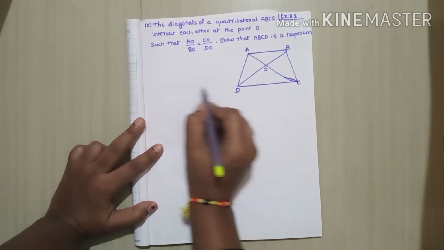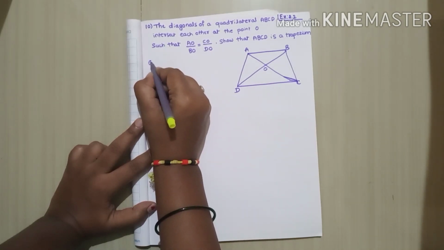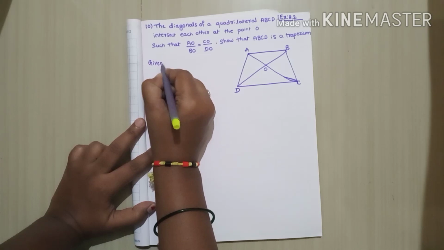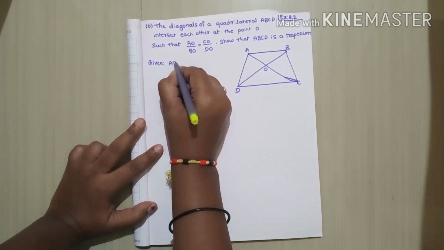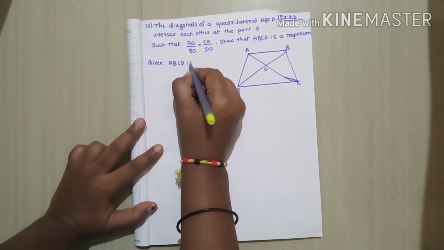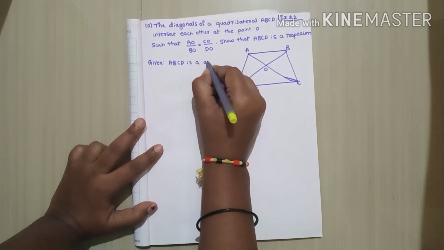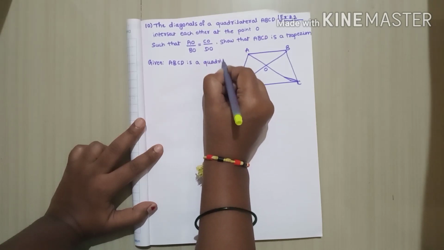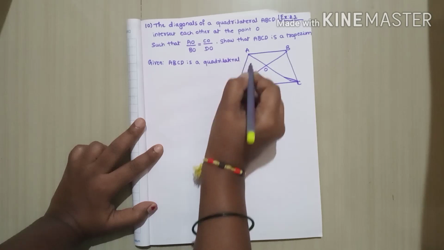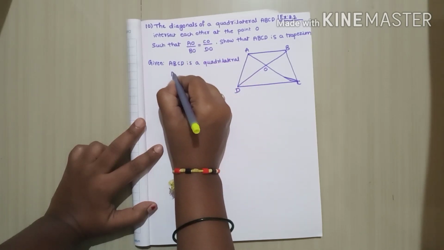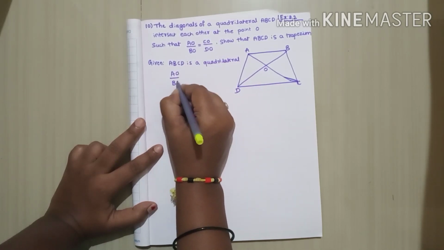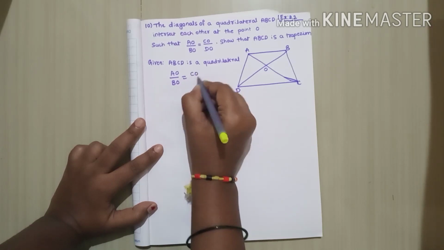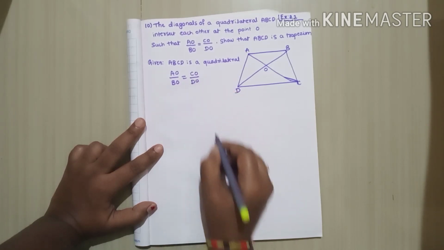Now here, what they have given we will write first. What they have given? ABCD is a quadrilateral. And they have given this result: AO by BO is equal to CO by DO.